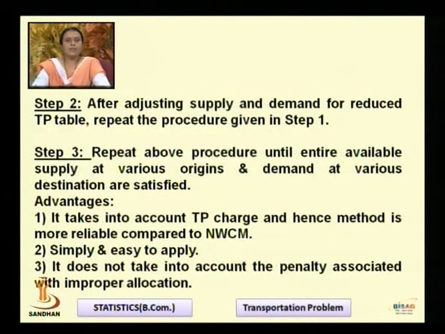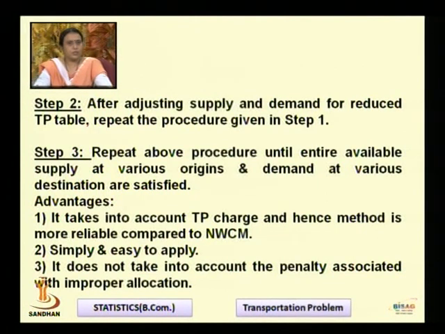Step 2. After adjusting supply and demand for the reduced TP table, repeat the procedure given in step 1. Step 3. Repeat the above procedure until the entire available supply at various origins and demand at various destinations are satisfied. The advantages of this method are: first, it takes into account the TP charge and hence the method is more reliable compared to the northwest corner rule method. Second, it is simple and easy to apply. Third, it does not take into account the penalty associated with improper allocation.